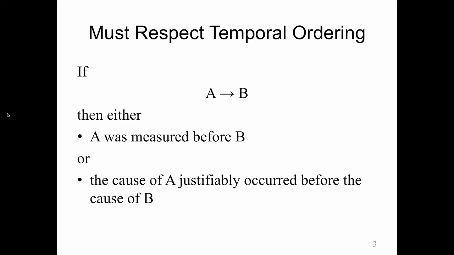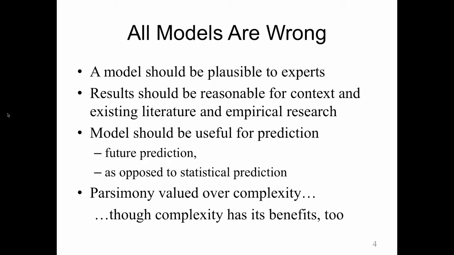Okay, so again, all models are wrong. So if we know that they're all wrong, what do we do? Well, a model should be plausible to experts. The results should be reasonable for both the context and what we know already, for example, existing literature and other empirical research that's been collected.